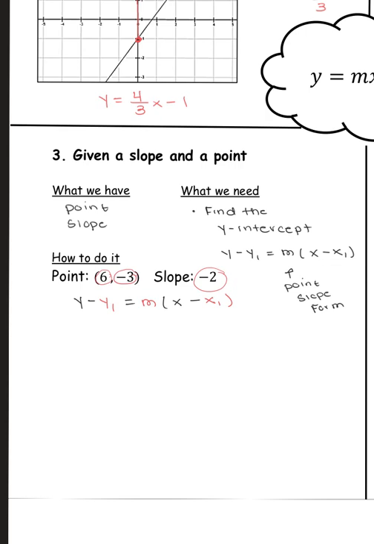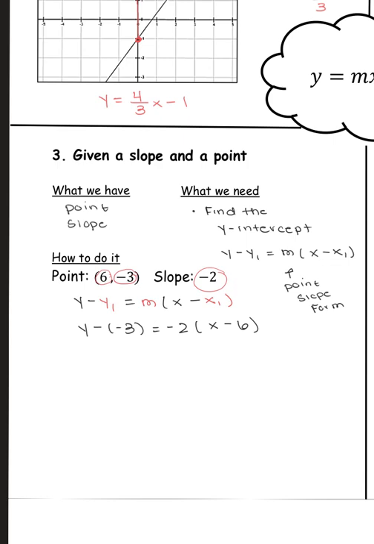All right, so filling this in, I have y minus a -3 is equal to -2 times x minus 6. Okay, so I replace my y1 with -3 because that is my y value. I replace my m with -2 because my slope is -2. And I've replaced my x1 with 6 because 6 is my x value.